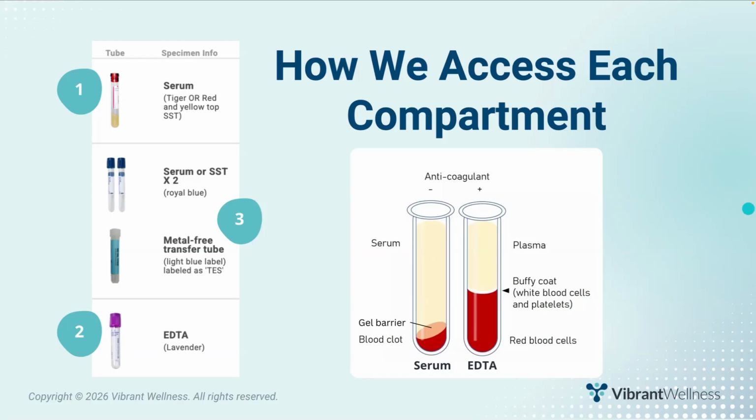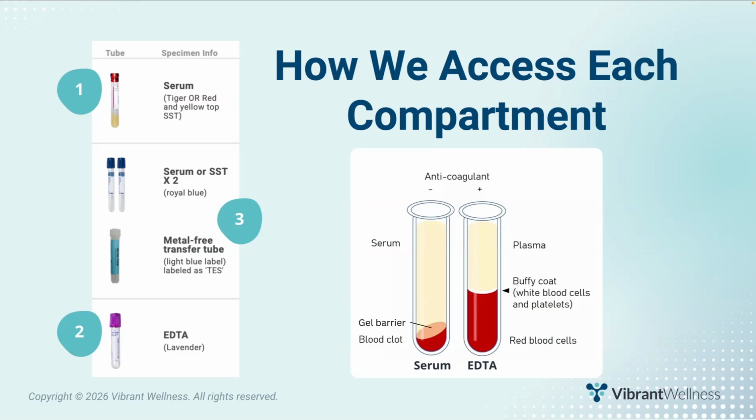Number 2, the lavender top EDTA tubes. These tubes contain an anticoagulant, which prevents clotting. After processing, the blood separates into 3 layers, red blood cells at the bottom, plasma at the top, and the buffy coat, a middle layer containing white blood cells and platelets. Using our in-house isolation procedures, we separate red blood cells and white blood cells from these layers to measure intracellular nutrient levels.